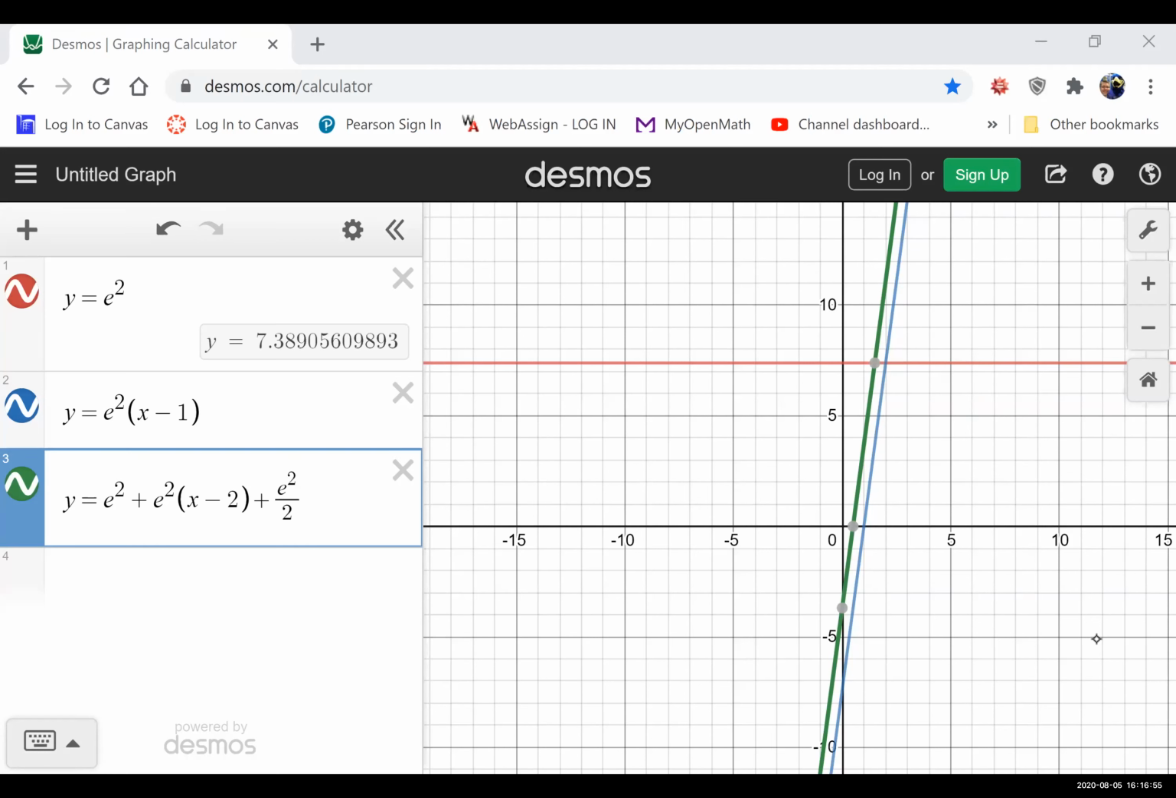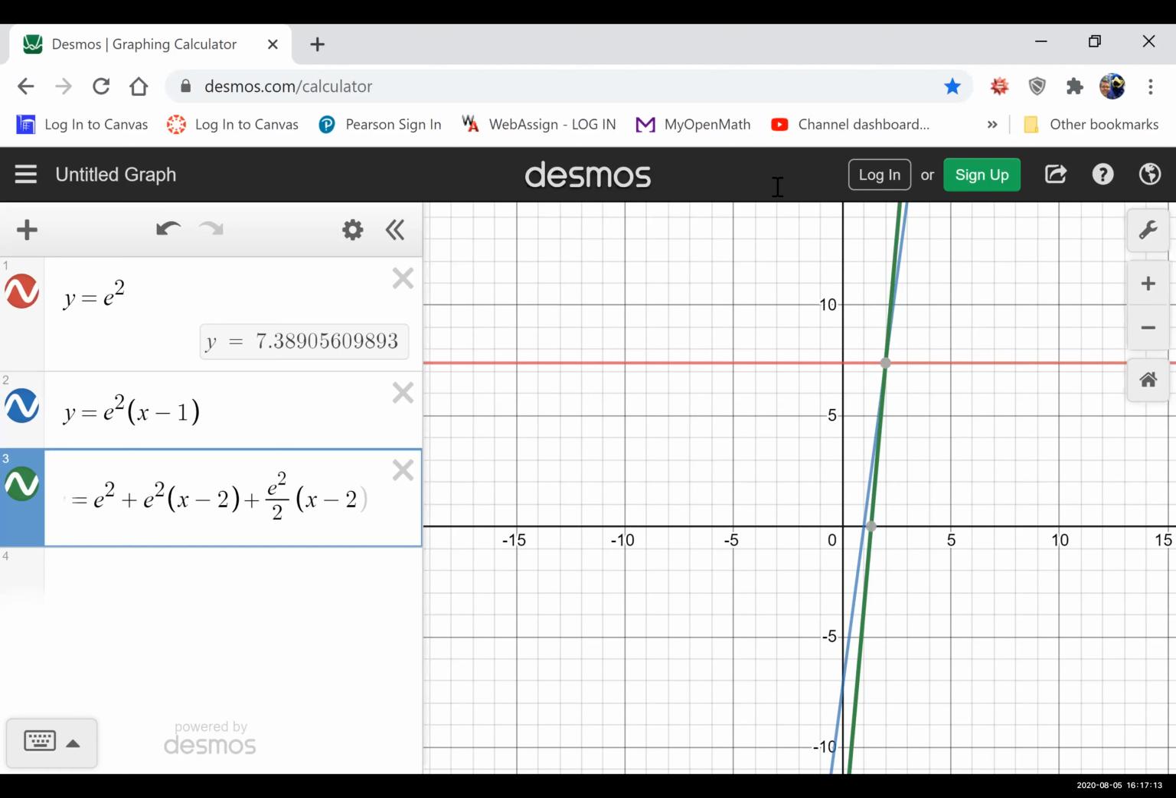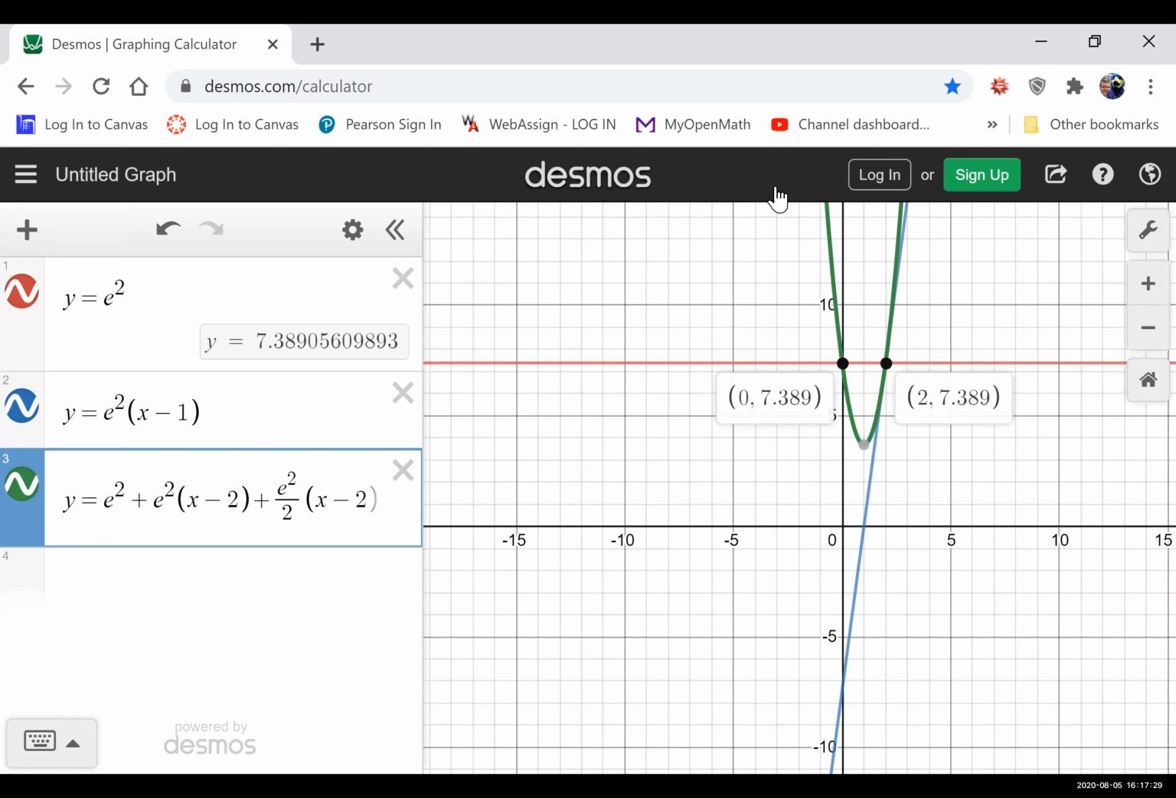Hopefully. Okay, e squared over 2 times x minus 2 squared, right? X minus 2 squared. Boom. So that's that parabola there. Where was the, oh, I see why it goes up to, yeah, we had it right. We had it right. It just, the vertex was here.